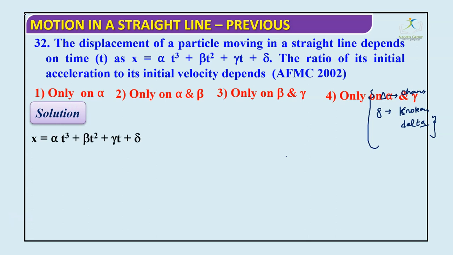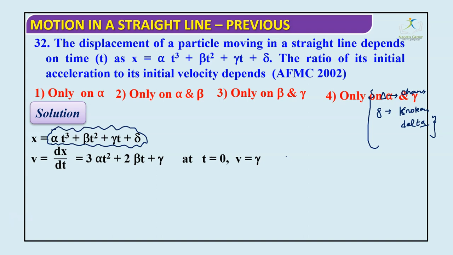So the solution of this question is x is equal to alpha t cube plus beta t square plus gamma t, and with that plus delta is given. Velocity, we know, is the rate of change of displacement with respect to time. So displacement is given in this form. The method of differentiation, as I told you earlier, we just use this formula: d/dt of t to the power n is equal to n t to the power n minus 1, and keep one more thing in your mind: d/dt of a constant is always 0.